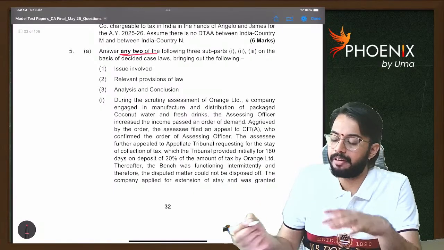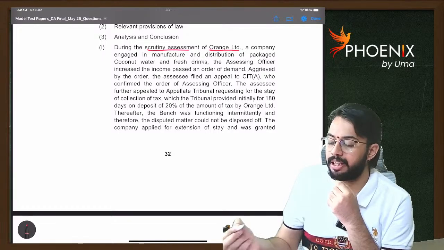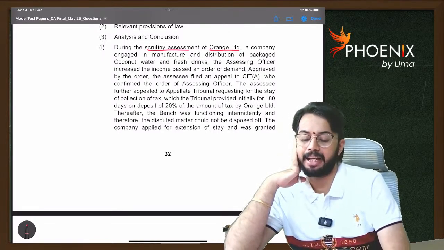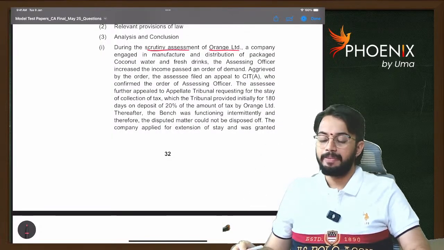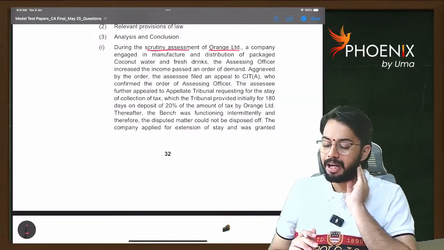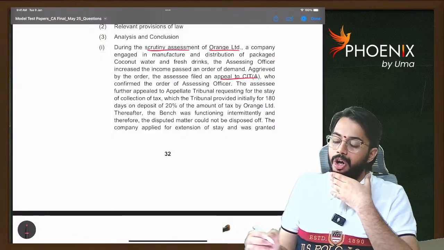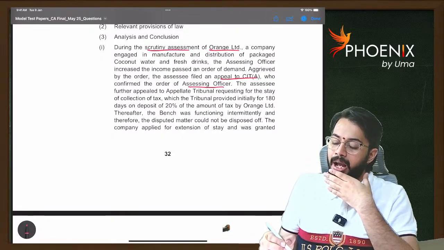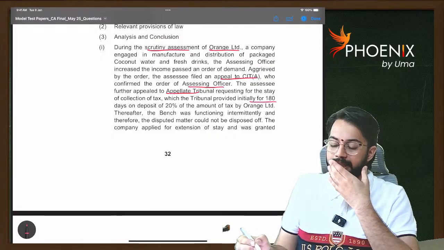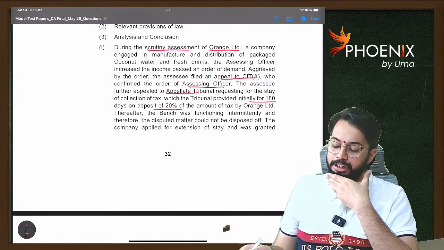Answer any two of the following 3 cases. First case, during scrutiny assessment of Orange Limited, a company engaged in manufacture and distribution of packaged coconut water and fresh drinks, the assessing officer increased the income and passed an order of demand. Aggrieved by the order, the company filed an appeal to CIT Appeals, who confirmed the order of assessing officer. The company further appealed before ITAT requesting for stay of collection, which the tribunal provided initially for 180 days on deposit of 20% of amount of tax by Orange Limited.